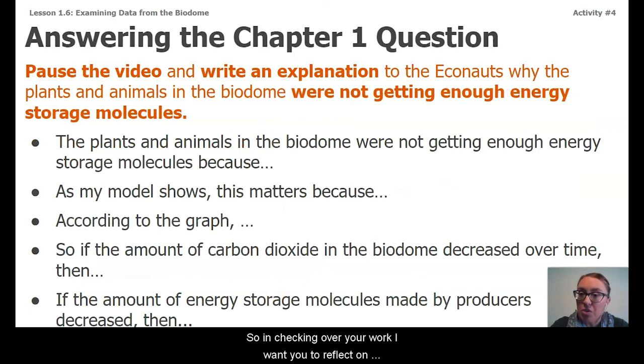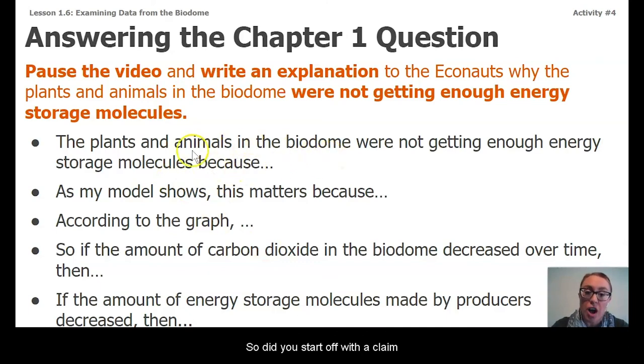So when checking over your work, I want you to reflect on what you wrote and some of the sentence starters that I have here to make sure that your response to our chapter one question is really thorough and really clear in helping our Econauts understand this aspect of why their biodome experiment didn't work in giving their plants and their animals enough energy to survive.